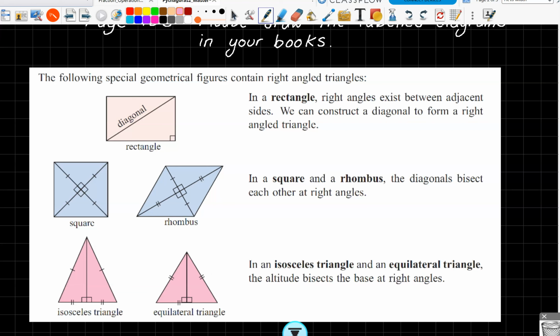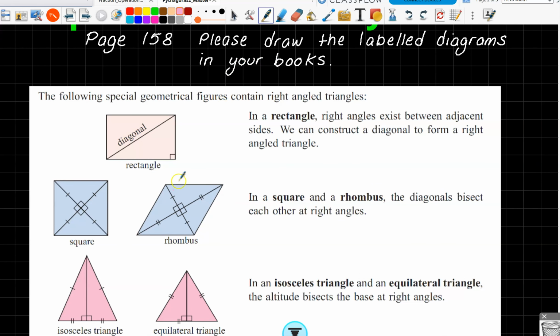So this is really important, and I would like you to make sure that you have drawn these diagrams in your book. You don't have to do all the writing, but you have to see where the right angle is. Do you have to do the rectangle? No. We all know there's a right angle in a rectangle, so you don't have to copy that one down. Did we know that the diagonals of a square intersect at right angles? If you didn't know that, write it down. If you did, that's okay.